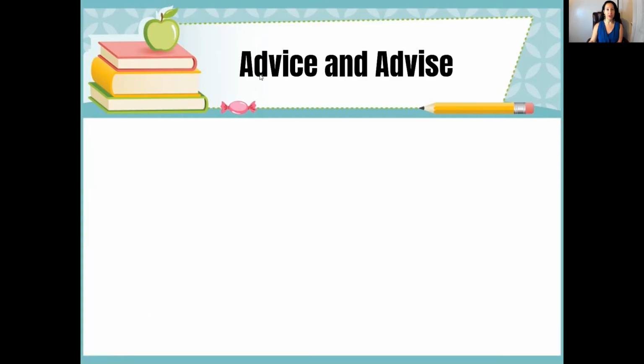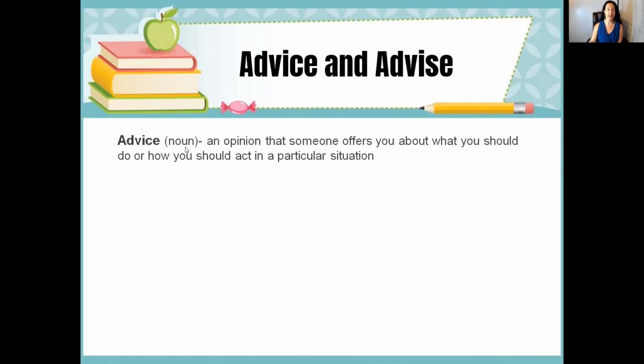Okay, does everyone know how to pronounce this? Do you want to guess? Advice, the C is like an S, advice, and advise. So the S is like a Z sound, and the C is like a strong S, like a snake sound. Advice and advise. So what do they mean? Advice is a noun. It's an opinion that someone offers you about what you should do or how you should act in a particular situation.